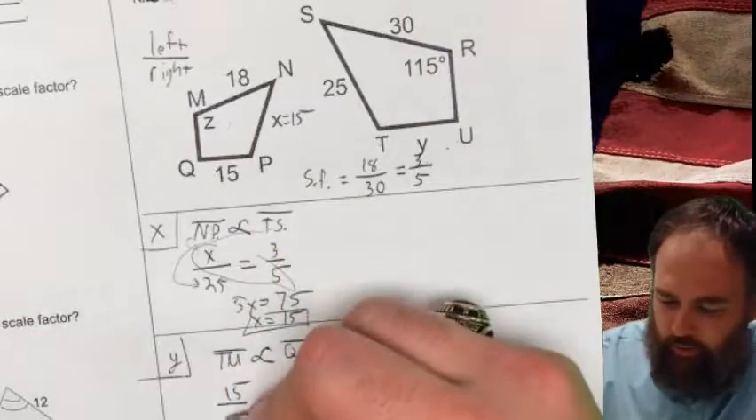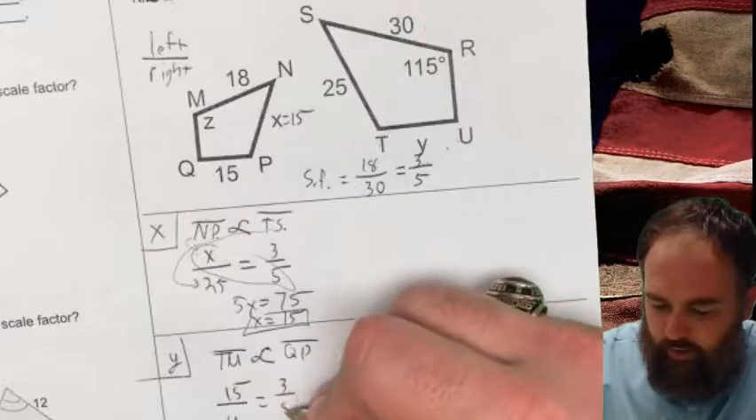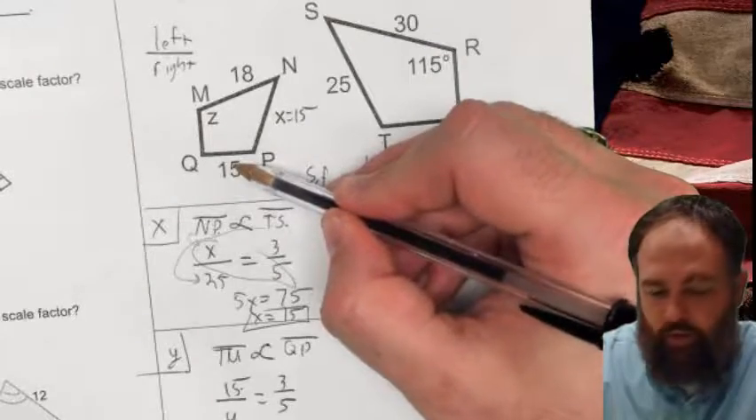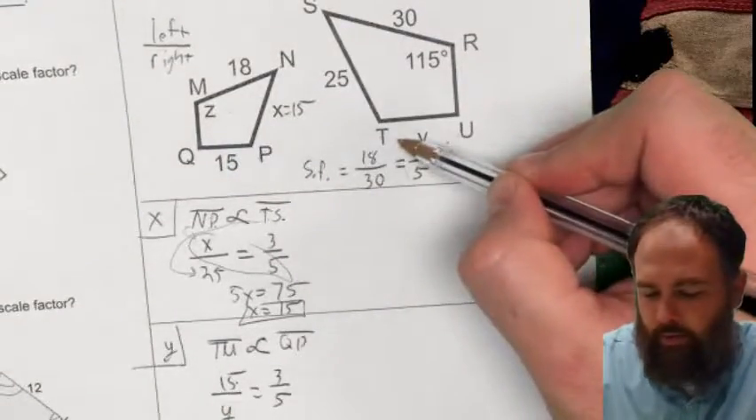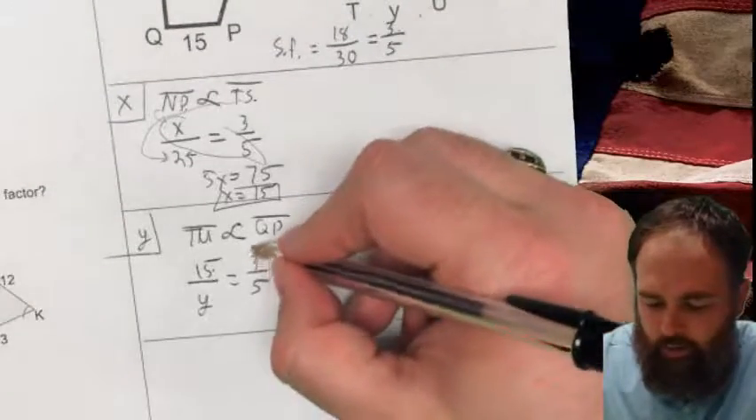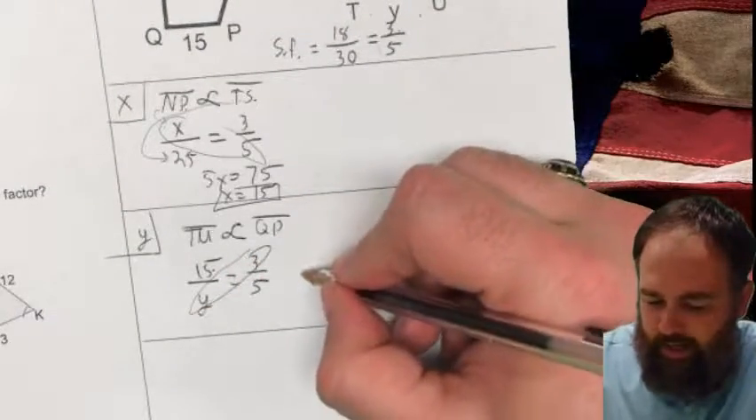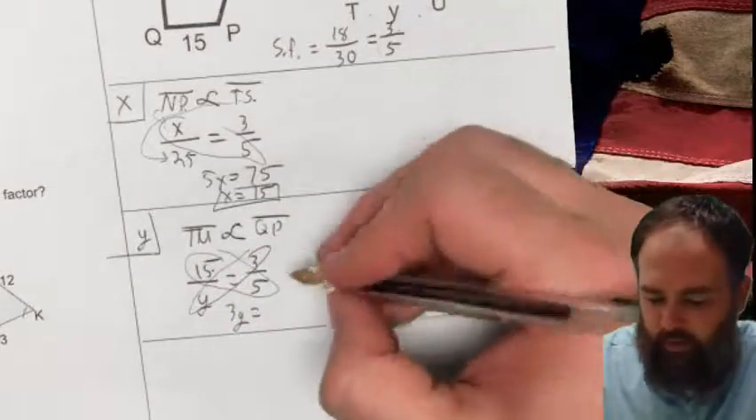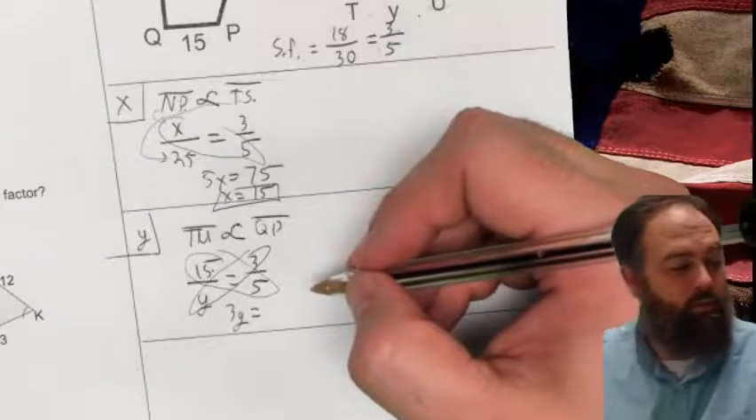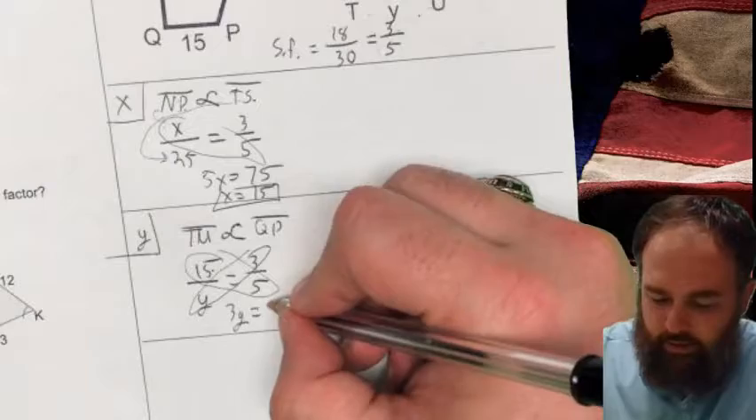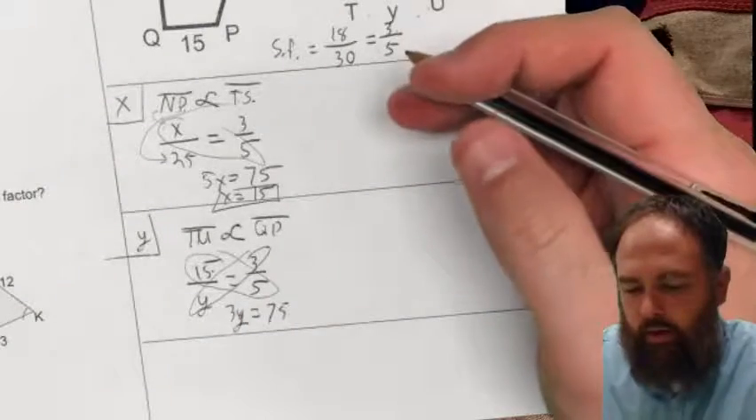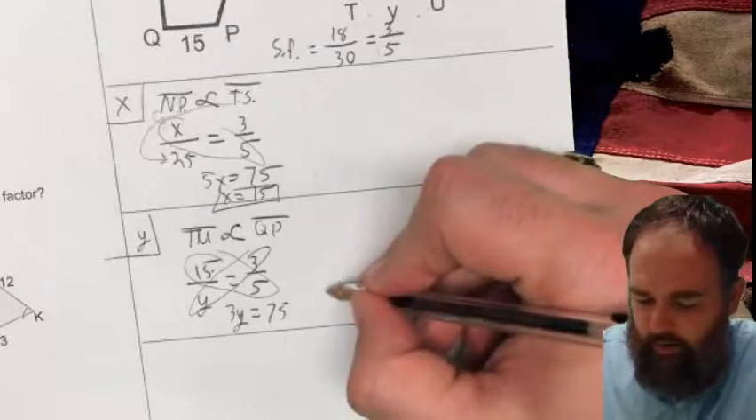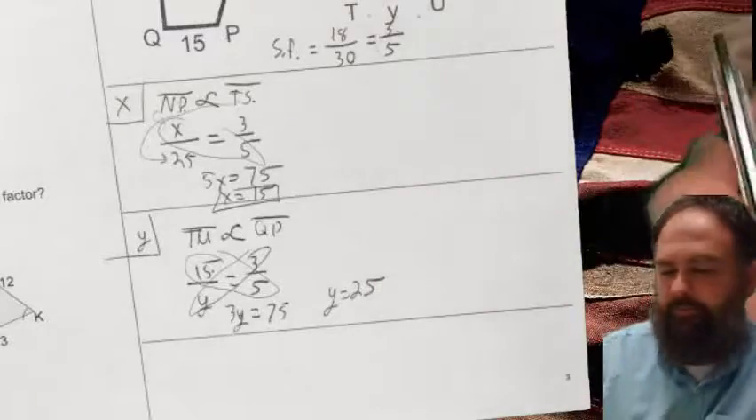The left one is TU, which is y, and that equals the scale factor. Okay, so 15 is on top because it's from the left-hand quadrilateral. Y is on bottom because it's from the right-hand quadrilateral. Okay, and now let's cross multiply. 3 times y is 3y. 15 times 5 is, I'm going to cheat. I was thinking 75, but I just wanted to be sure. And then we're going to divide by 3 and get y equals 25.